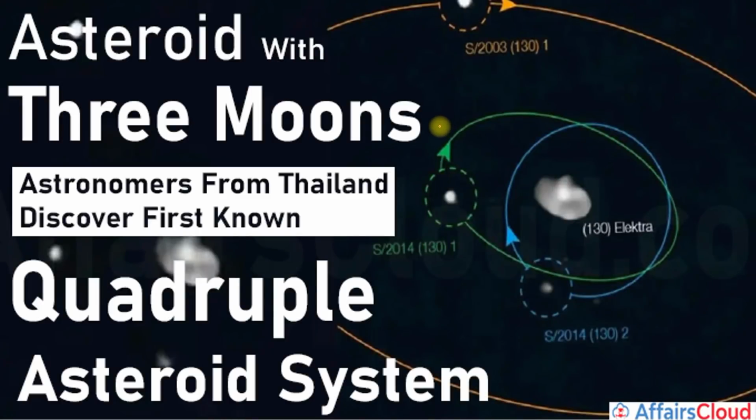Moving to the next question. It is in the important question section. Here is only one question, but it is from a picture. Asteroid with 3 moons. Astronomers from Thailand discovered the first known quadruple asteroid system. A team of researchers from Thailand as well as from France have discovered the first known quadruple asteroid system in our solar system. This is an important word, remember, quadruple asteroid system.